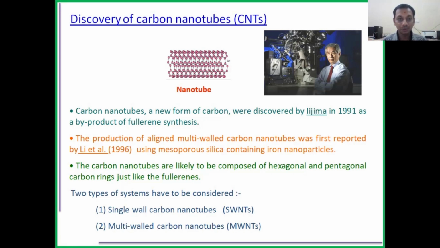What he observed under the microscope was the byproduct of fullerene synthesis, because he was doing the fullerene synthesis by using the arc discharge method, not the laser ablation method, but the arc discharge method. This is also a very popular method in the field of carbon materials, carbon nanomaterials especially. So at that time he got the carbon nanotube.